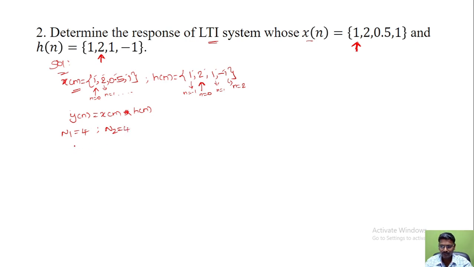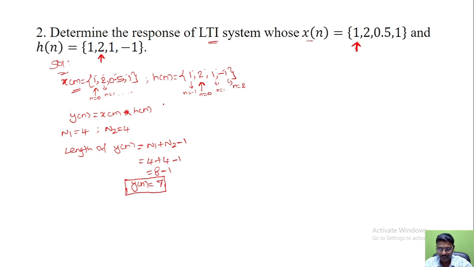So the length of y of n can be written as n1 plus n2 minus 1, which is equal to 4 plus 4 minus 1, which is equal to 8 minus 1, which is equal to 7. So my output y of n will have 7 samples, right? So in the answer, I need to get 7 samples. See, this is the length of y of n.